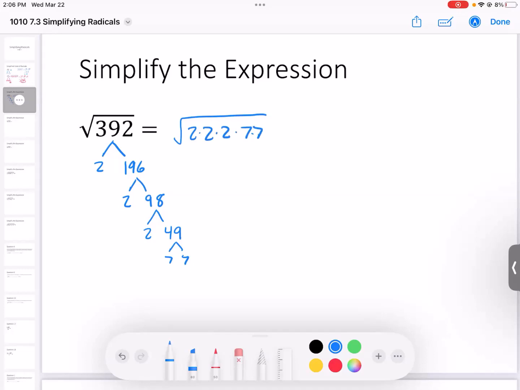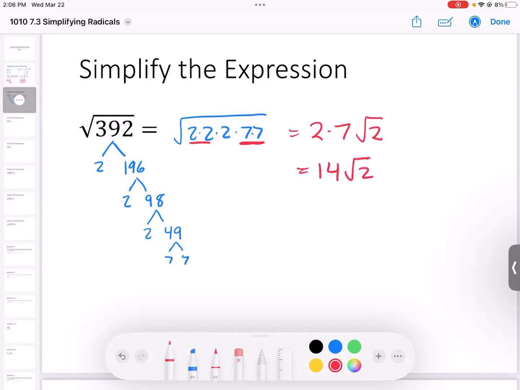So since I'm doing a square root, I want to look for things that are squared. So I'm going to say, okay, well, here's a pair of 2's. If I square root 2 squared, that's going to equal 2. I also have a pair of 7's. If I square root 7 squared, that's going to equal 7. So I'll have 2 times 7. And then this 2 didn't have another 2 to go with it. So that's just the square root of 2, and you can't simplify that any further. So my answer, it looks like it's going to be 14 times the square root of 2.